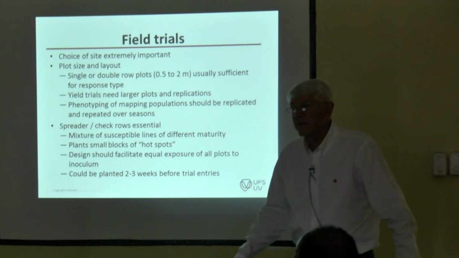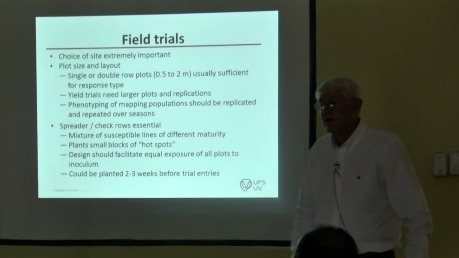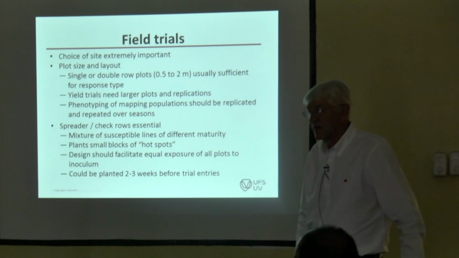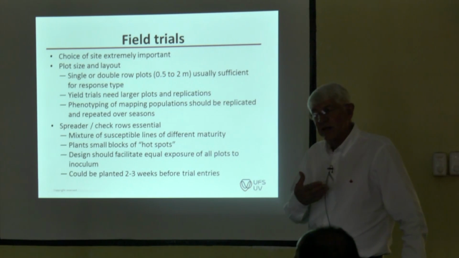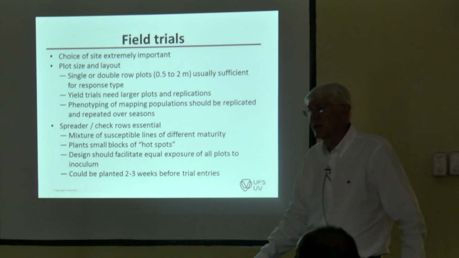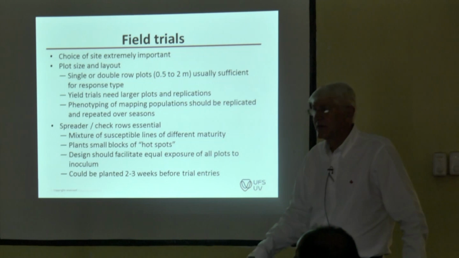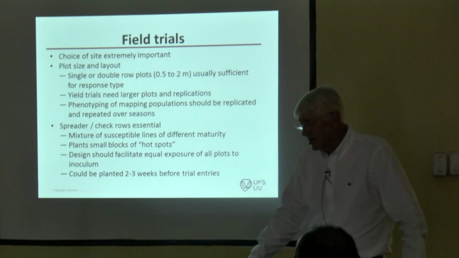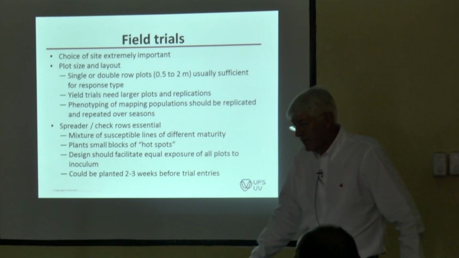And again, depending on the size of your experiment, you can decide where to put these and how many of them to put. It was just mentioned that a station like Njoro in Kenya has 50,000 entries per year. So it'll be very difficult to include a check after every 10th or 20th entry because you will run out of space. So again, depending on your specific situation.